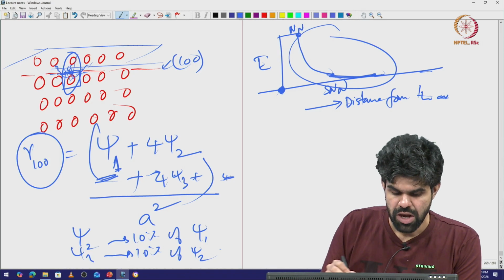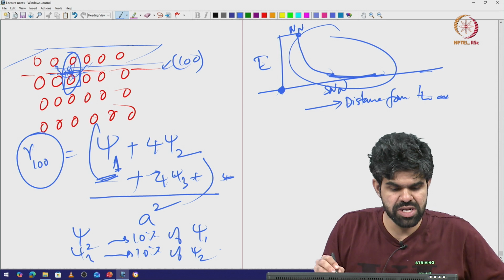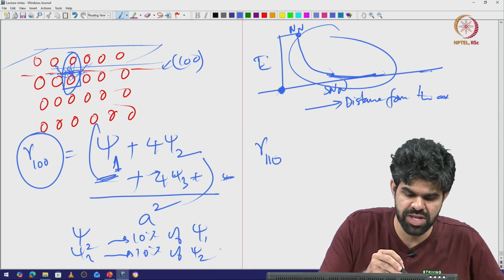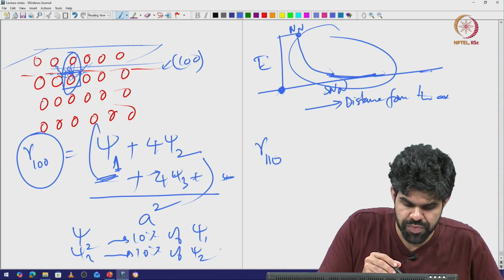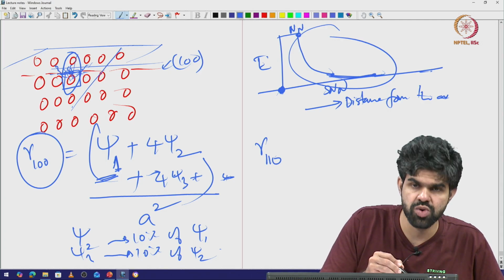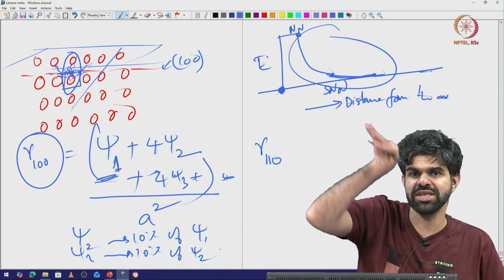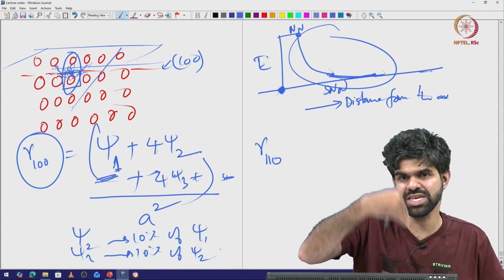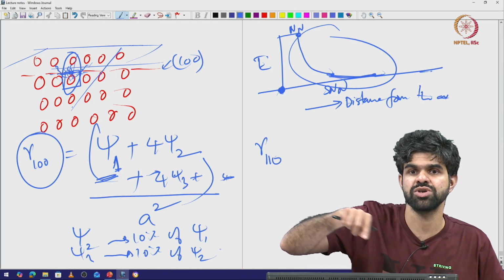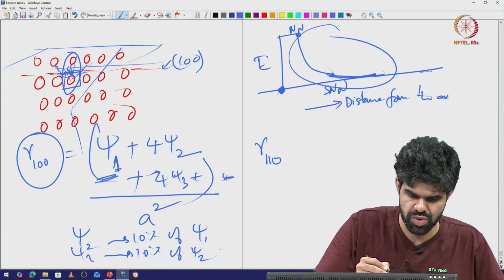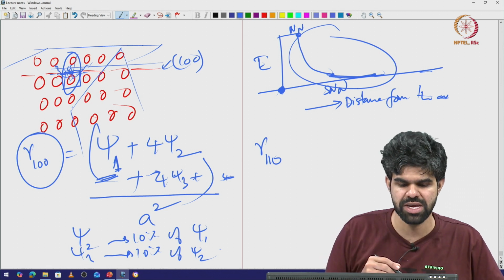Now the question is, can I calculate what gamma 110 is? For 110, I am going to cut it like this, but this is a plane that is just going to go in the 001 direction. In this direction it is still 001, but in this direction it is going to be 110. So, that is a 110 plane in some sense. That plane is just going to go like this. That is the cut I am going to make.